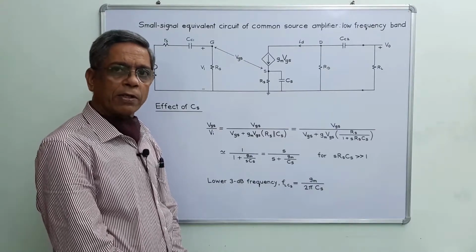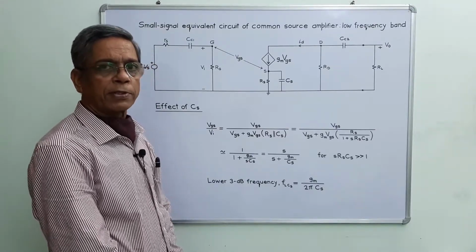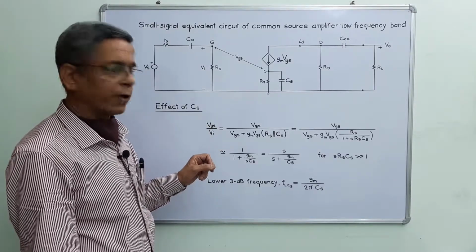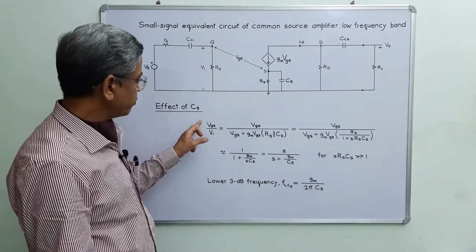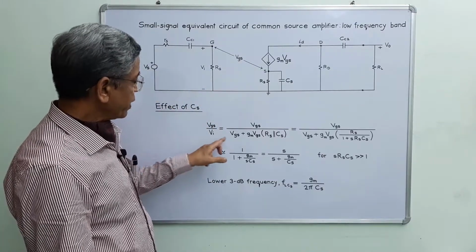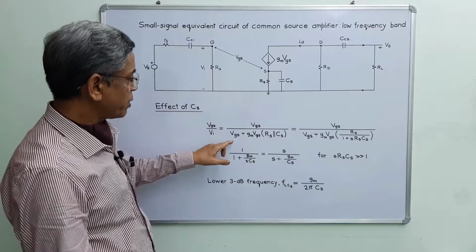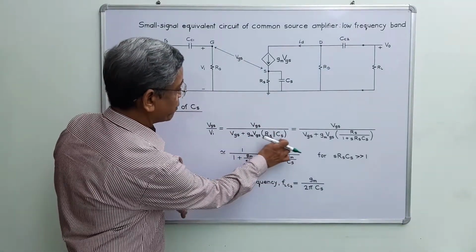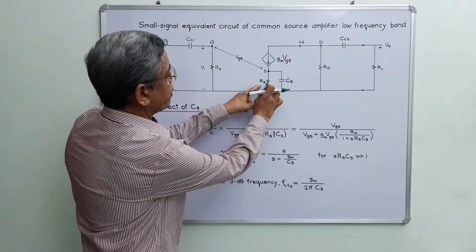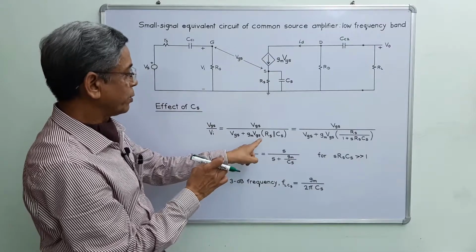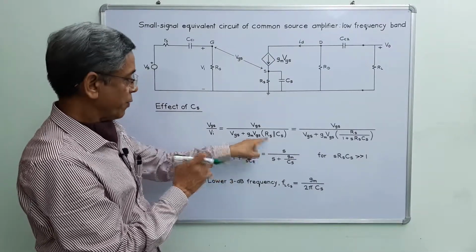Let us determine now the effect of bypass capacitor CS, and we will derive the expression for the transfer function for CS, that is VGS by VI. This VI is equal to the sum of these two potential differences. And this is the potential difference across the combination of RS and CS when this gm VGS current is passing through the parallel combination.